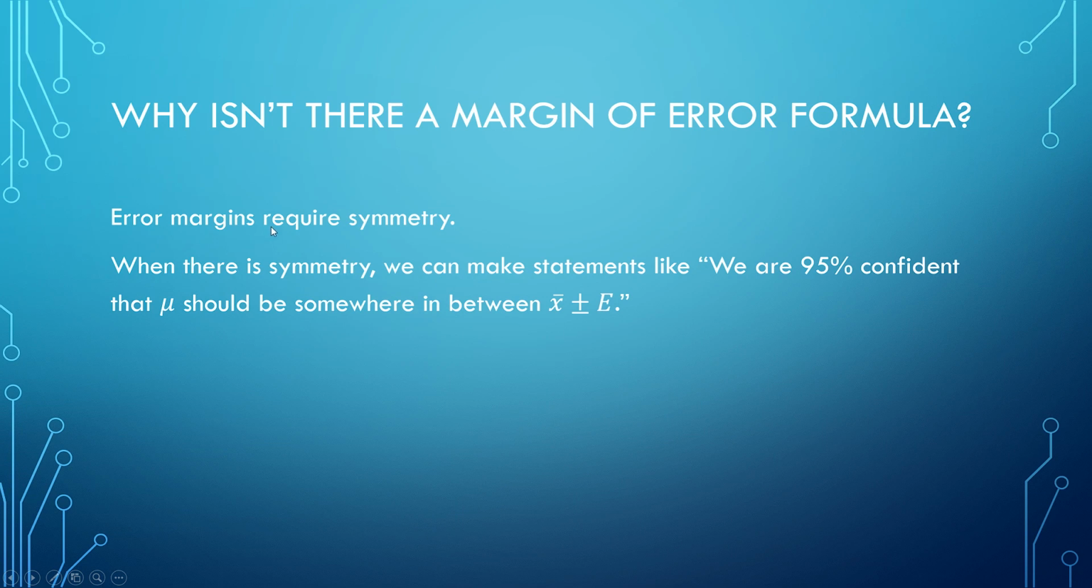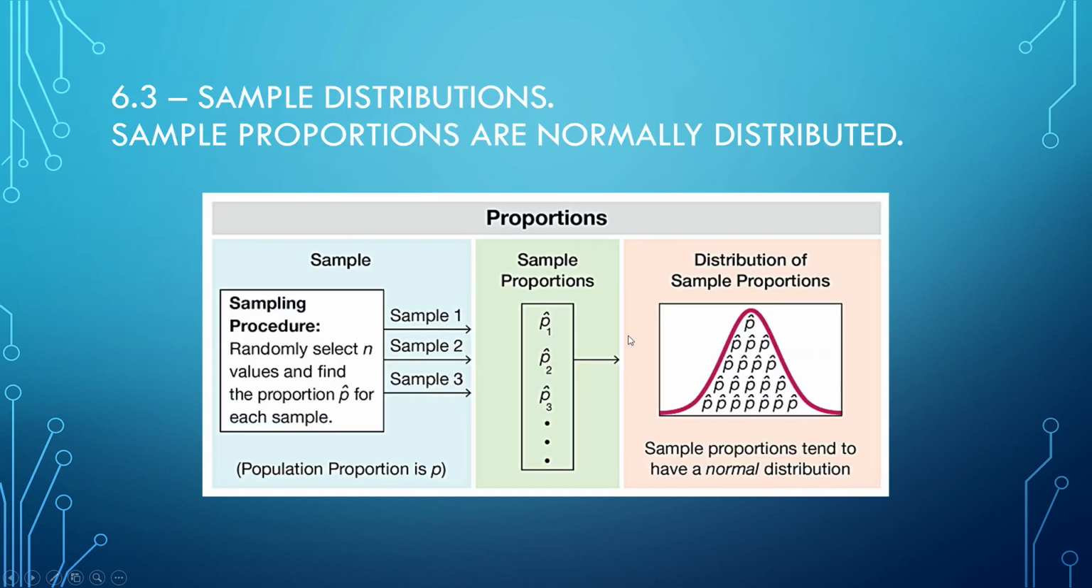Well, to have an error margin, you have to have symmetry. When you have symmetry, you can make statements like we've been making, like 95% confident that mu is somewhere between x bar plus or minus E, or x bar minus E less than mu less than x bar plus E. Right? We can make those statements using the symmetry inherent in our systems so far. Right? We looked at this in 6.3. We looked at it more recently too.